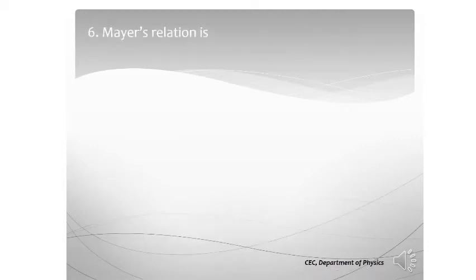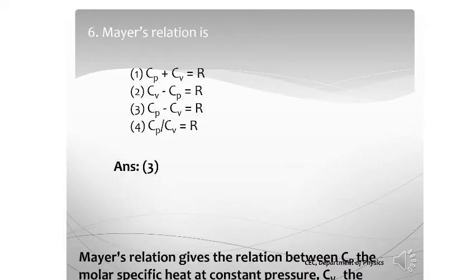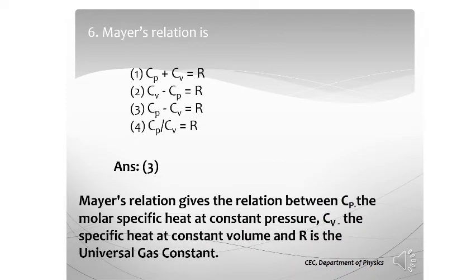Next, Mayer's relation is Cp plus Cv equal to R, Cv minus Cp equal to R, Cp minus Cv equal to R, Cp by Cv equal to R. Answer 3. Cp minus Cv equal to R. Mayer's relation gives the relation between Cp, the molar specific heat at constant pressure, Cv, the specific heat at constant volume, and R, the universal gas constant.